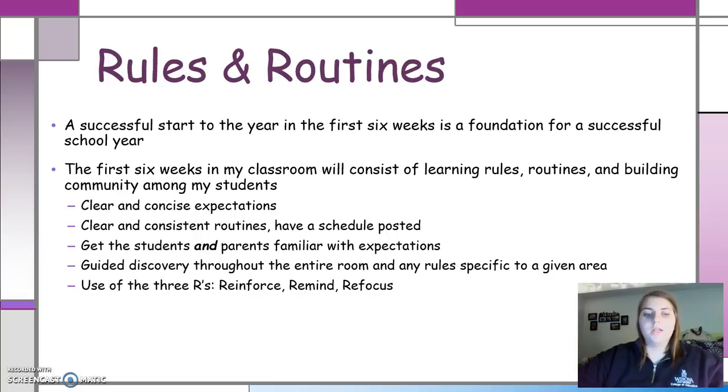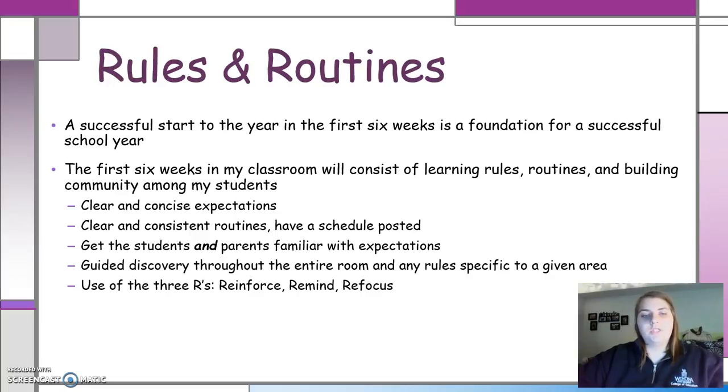And then getting the students and parents familiar with the expectations that I have for them is really important. And I emphasize the parents as well as the students. I think that the parents knowing what's going on and what I expect is really important, so down the road, they're not questioning something that I might be doing as a consequence, or punishing for bad choices that they might be making.